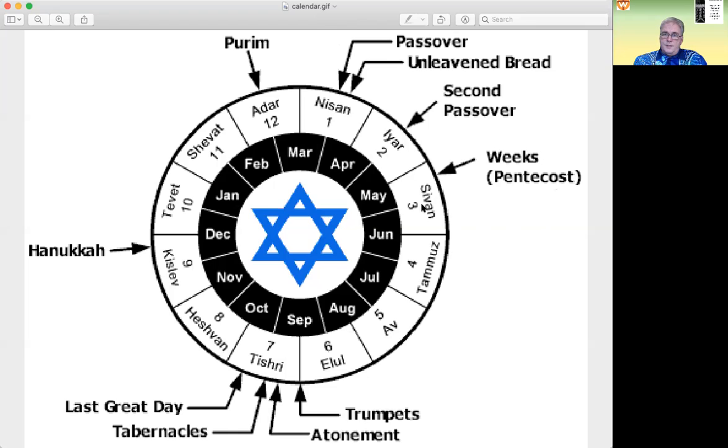The Feast of Weeks, or they call it here the Festival of the Harvest, Pentecost, occurs here, so that's nearly 2 months later. And then the Feast of Shelters, or Tabernacles, or Booths, happens 1, 2, 3, 4, 5, 6 months. So half a year later.